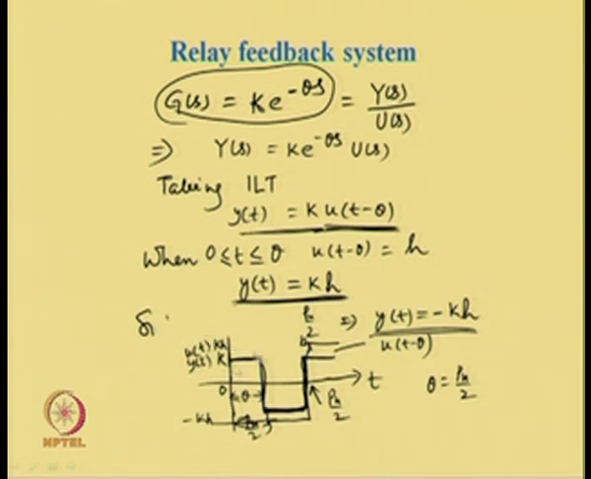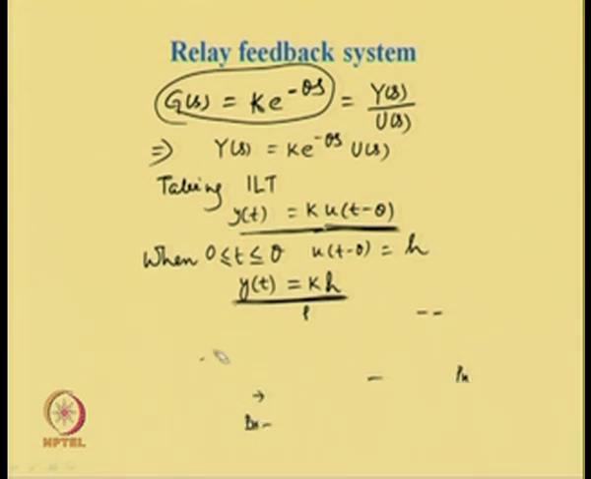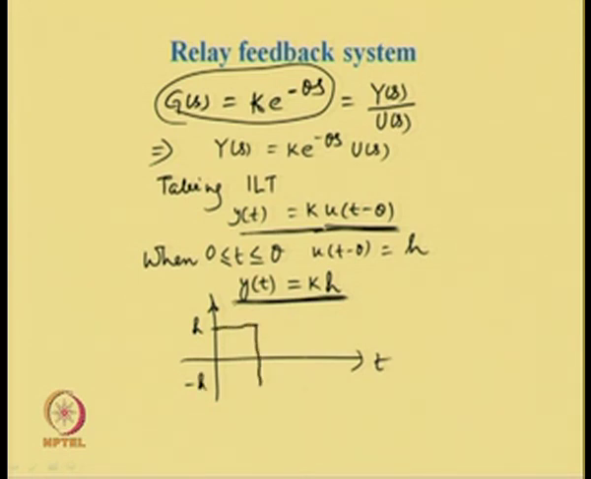So, let me redraw the plots for clarity. When the input to the system is obtained from a relay of amplitude plus minus h, in that case the input of the system is given by h, minus h, and we will simply get rectangular pulses.